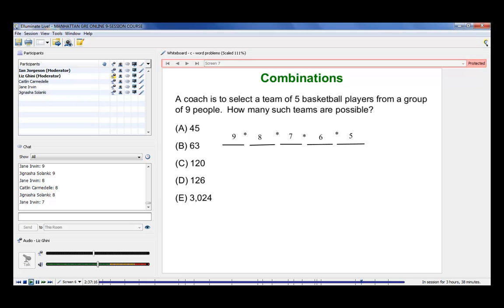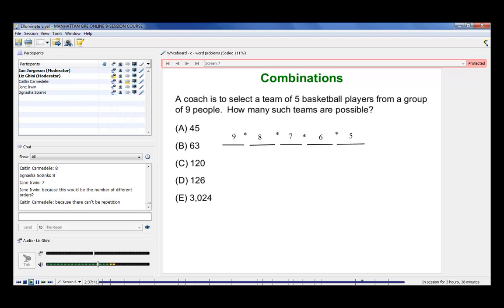Say I've numbered my basketball players. I put numbers on their jerseys. Why is this not the solution? It's not 9 times 8 times 7 times 6 times 5. Why can't this be the solution? It's important to know this would be the number of different orders. It's not repetition.